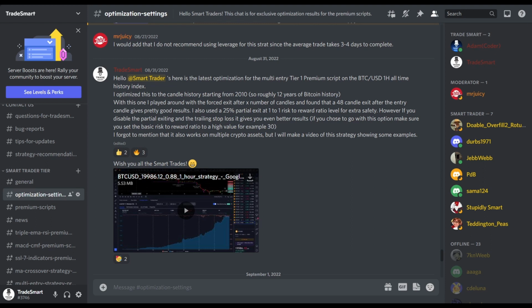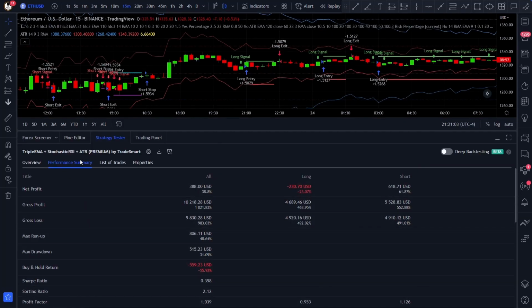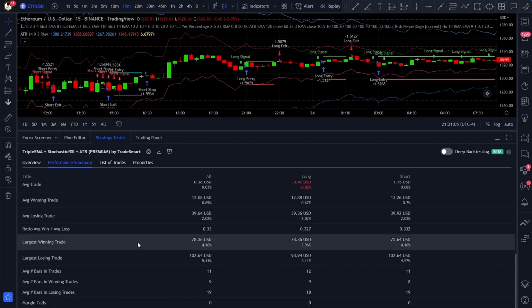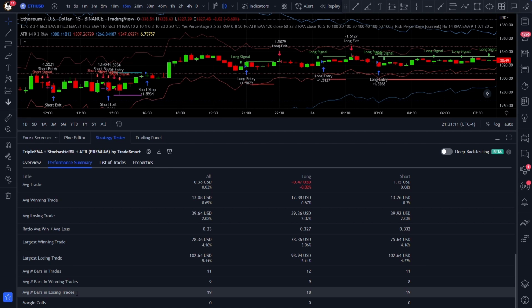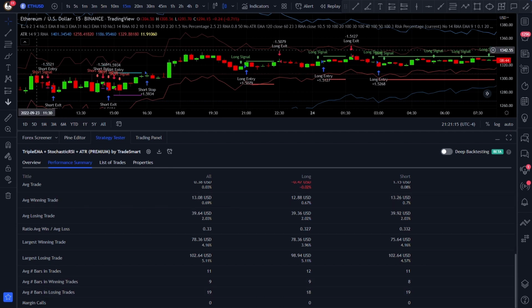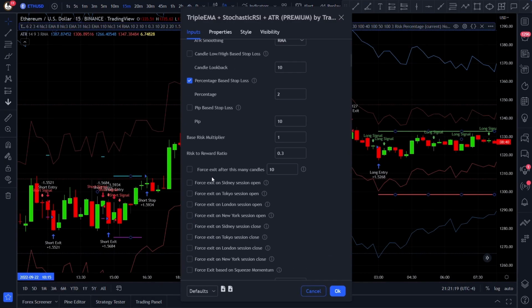But how else can this function be beneficial for us? Let's say you created a strategy optimization and you opened up the performance summary tab. You saw that the average bars in trades of winning trades are, let's say, around 10. But the average bars in trades for losing trades is around 20. What does this suggest? It suggests that probably closing out the trades after 10 candles might be a good idea to avoid some of the losing trades.